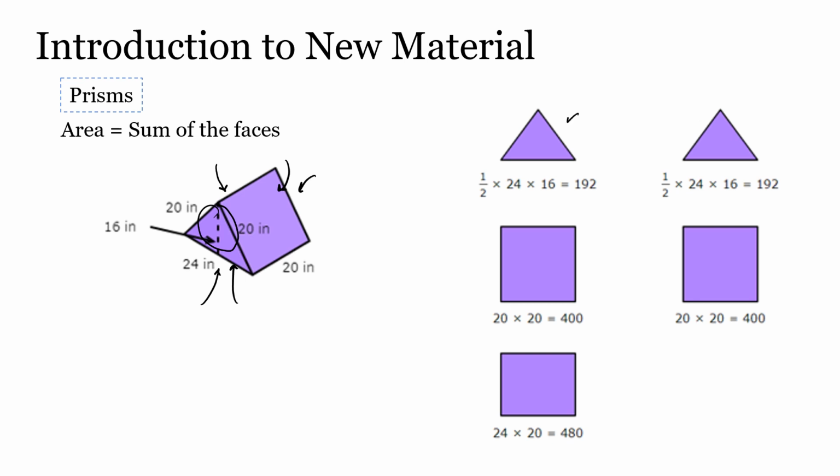Now let's find the area of each of these pieces. Remember, the area of a triangle is 1/2 base times height, and the area of a square or a rectangle is just base times height. Find all these areas together. We add up all of our numbers here, 192, 192, 400, 400, and 480, and we get a total of 1,664. That's going to be in inches squared.